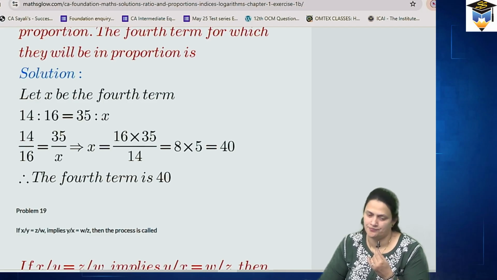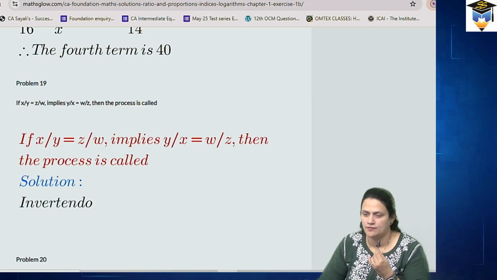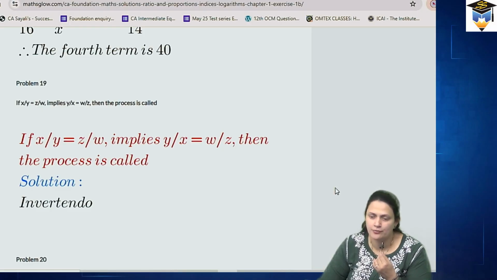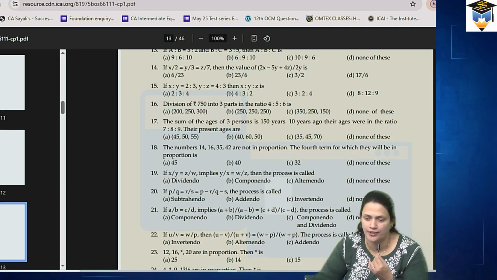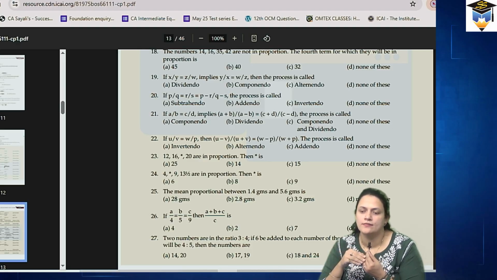Done? 19th one. Invertendo is the correct option, 19th one. So you have to basically identify which property is used. Identify the properties correctly. First is invertendo. Okay, 19th is invertendo. Tell me what is 20th. 19th is none of these. So the 19th answer is none of these, option D.